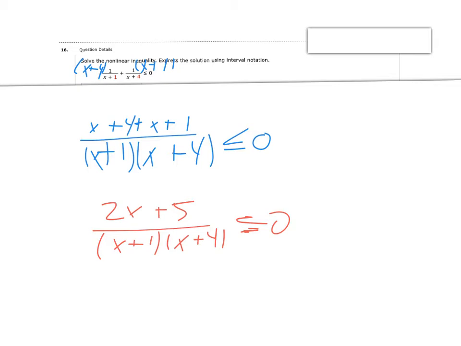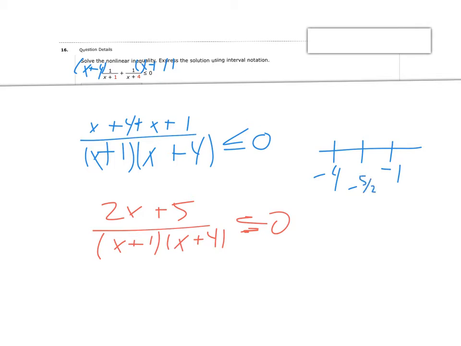And then what we got next is we are going to set each of these equal to 0 and put those numbers on our number line. So I got -4, I got -1, and then for this one, it'll be -5 over 2, which is -2.5, which would be right there in the middle. 5 over 2, excuse me.